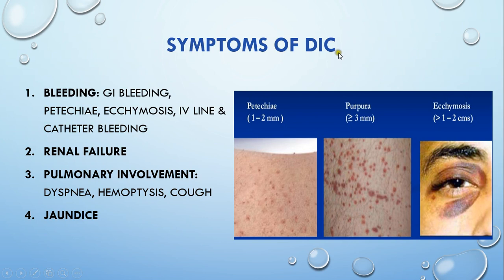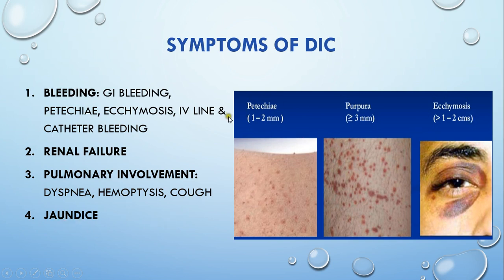The symptoms of disseminated intravascular coagulation are bleeding, GI bleeding, petechiae, ecchymosis, IV line and catheter bleeding, renal failure, pulmonary involvement, which may cause dyspnea, hemoptysis, cough, jaundice.